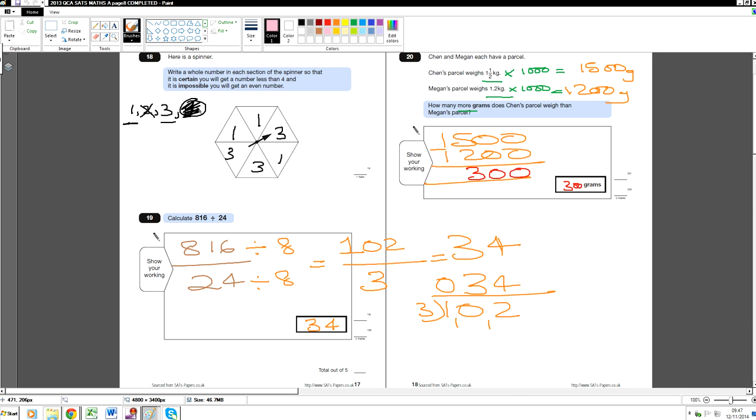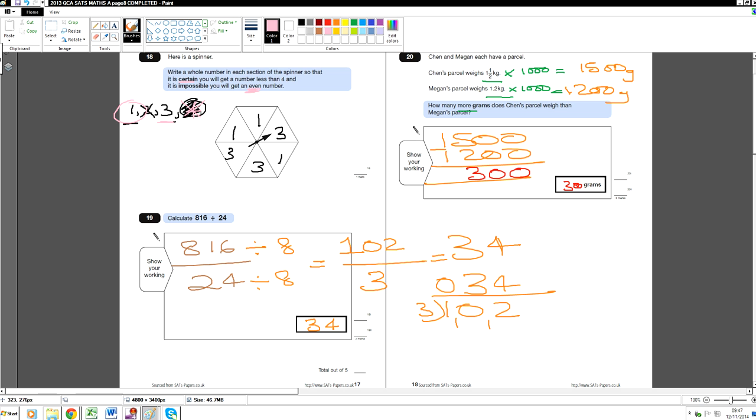Write a whole number in each section of the spinner so that it is certain, keyword there, certain, you will get a number less than 4. And it's impossible that you will get an even number. So what we've done, we looked at the numbers which are less than 4, so 4 is not included. So 4 was originally here. So we can't include 4 because it's not less than 4. 3 is less than 4, 2 is less than 4, and 1 is less than 4. We didn't include 2 because 2 is an even number and we're not allowed to have an even number.